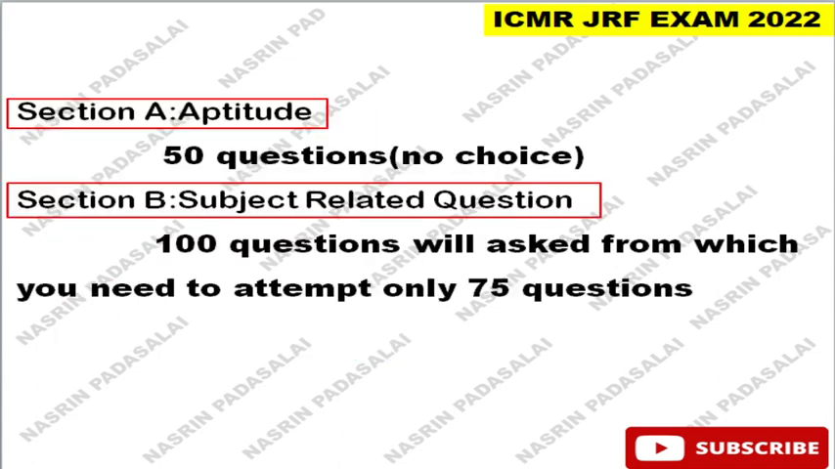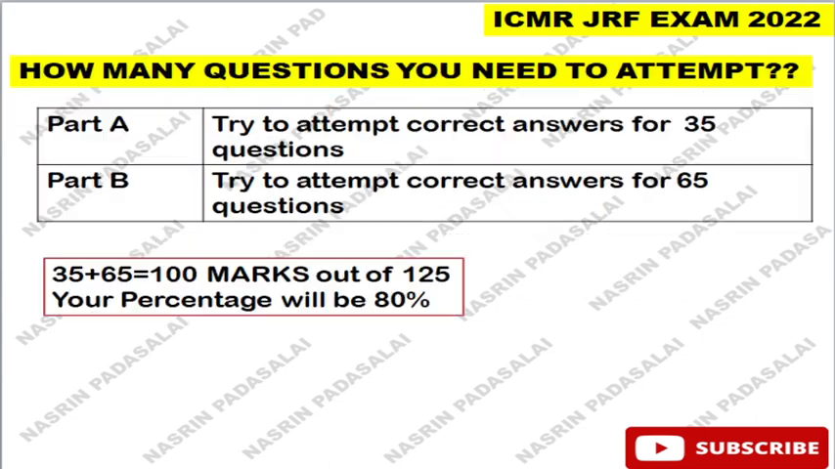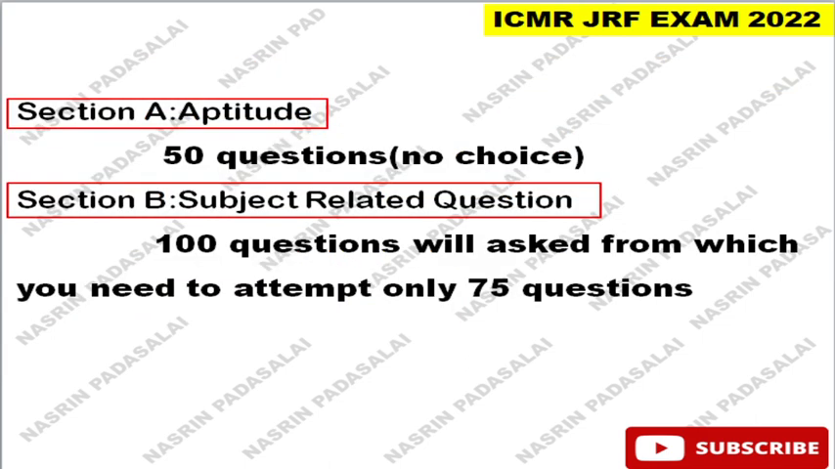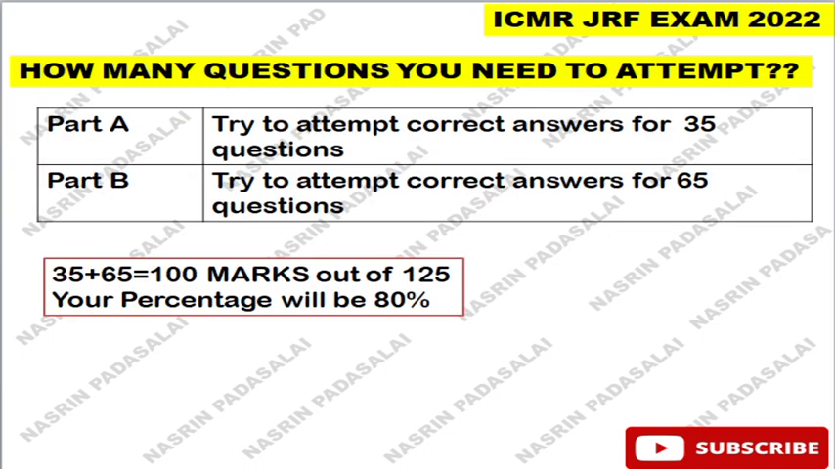Next thing is, it consists of two sections, Section A and Section B. Section A is aptitude and consists of 50 questions, no choice. You need to attempt all the 50 questions. Next is Section B, from which subject related questions will be asked, and totally 100 questions will be given, and from that you need to attempt only 75 questions. You can leave 25 questions by choice. And there is no issue of attempting all the questions that have been asked, friends.